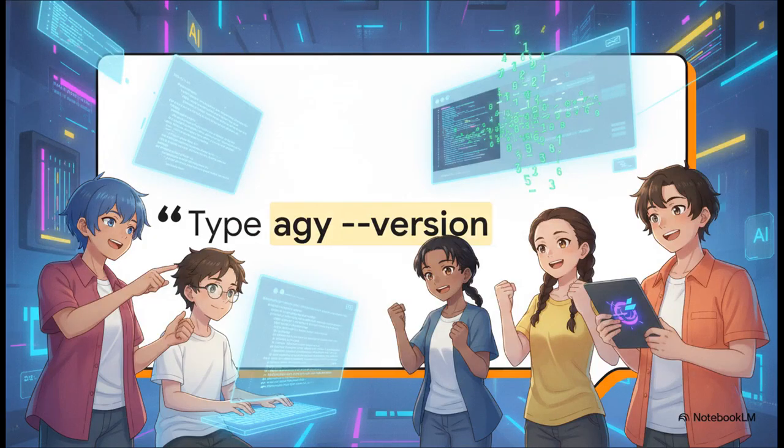Once that installation finishes, let's make sure it actually worked. Open up a brand new tab in your command prompt or terminal. Don't skip that, it's important to refresh your environment. Type in this exact command, ag --version, and hit enter. If everything installed successfully, it'll return the current version number of the software right back to you. Honestly, seeing those numbers pop up is the best feeling. It means your computer completely recognizes the anti-gravity CLI.